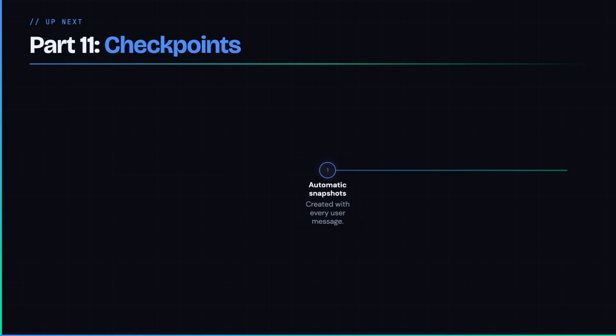Part 11 is checkpoints. Claude Code automatically creates a snapshot every time you send a message, so you always have a restore point. You access the checkpoint menu by pressing Escape twice. You can also use /rewind or /checkpoint. They're the same command.